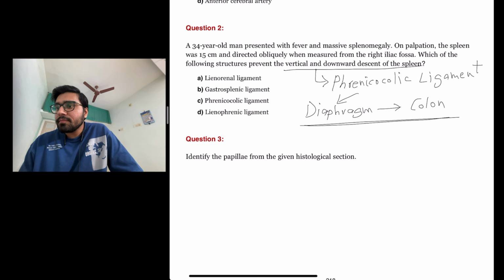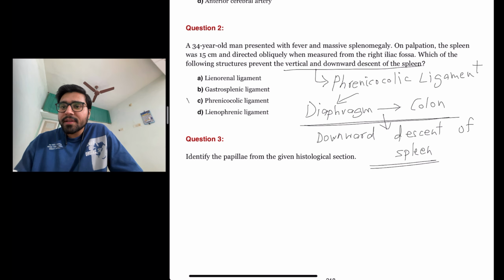So that prevents downward descent of the spleen. So the answer here is C, phrenicocolic ligament.